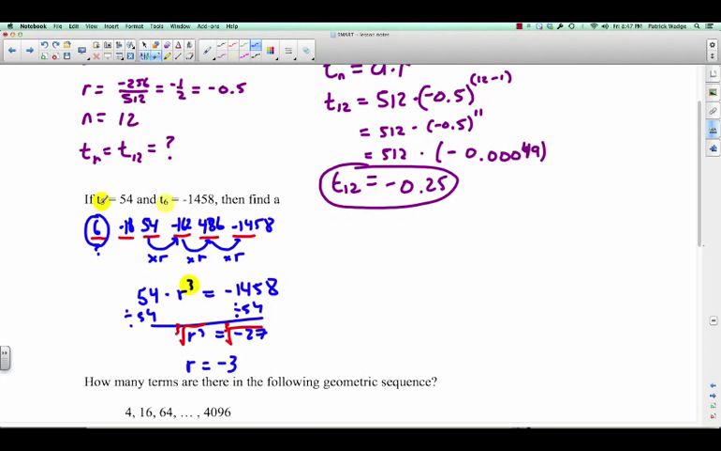Again, though, what if it wasn't term 3? What if we didn't want to go divide, divide, divide? Because what if it was term 30? We don't want to divide 30 times. You could use that formula.